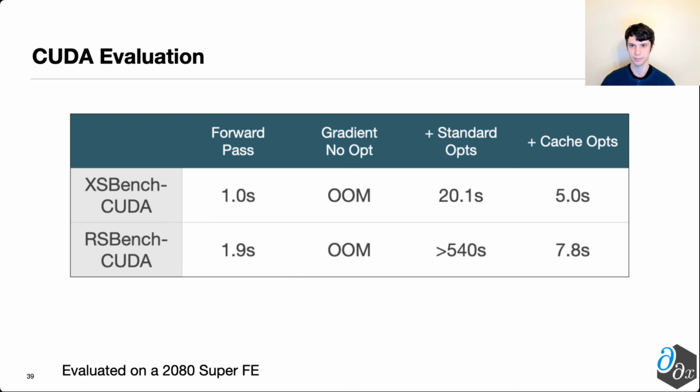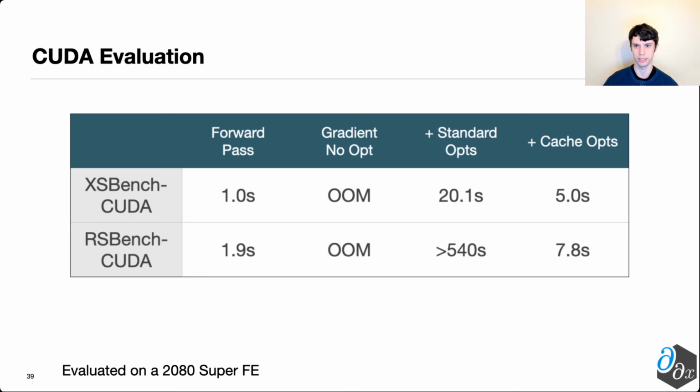First time being able to do anything is always good, but still not necessarily the fastest. From here, we implemented a lot of the cache optimizations I talked about a second ago. And now with these cache optimizations, we're able to take the XSBench CUDA down to about 5 seconds, and the RSBench CUDA down to about 8 seconds, which, again, is not exactly 1 second for the reverse pass, but still definitely something.